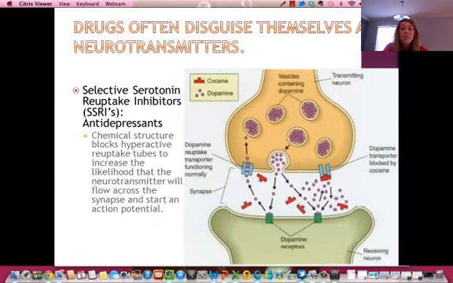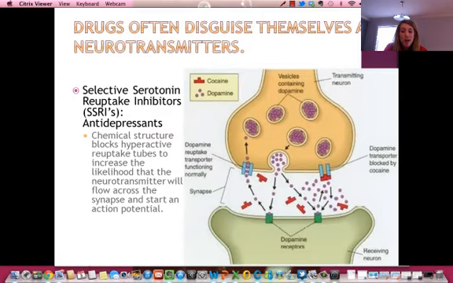So drugs often disguise themselves as neurotransmitters. The deal is that sometimes we give people drugs called selective serotonin reuptake inhibitors, like antidepressants, and we give them because we want them to act like a neurotransmitter in your brain. So if I'm depressed, I don't have enough serotonin, okay? What happens is the chemical structure blocks the hyperactive reuptake. Basically, if you're depressed, it sucks them up too much.